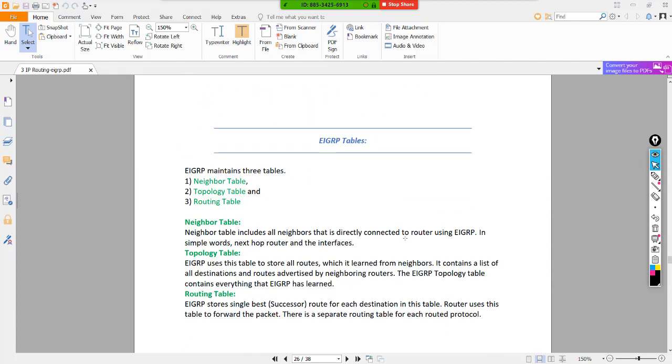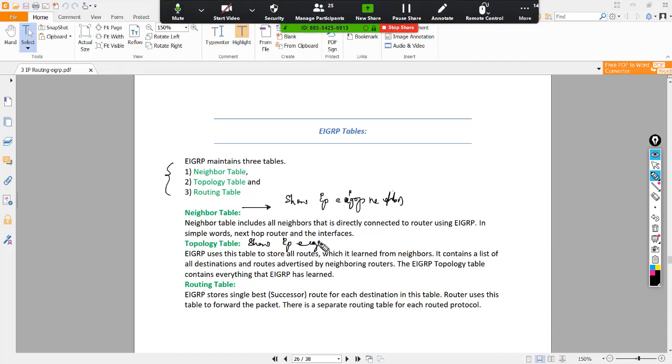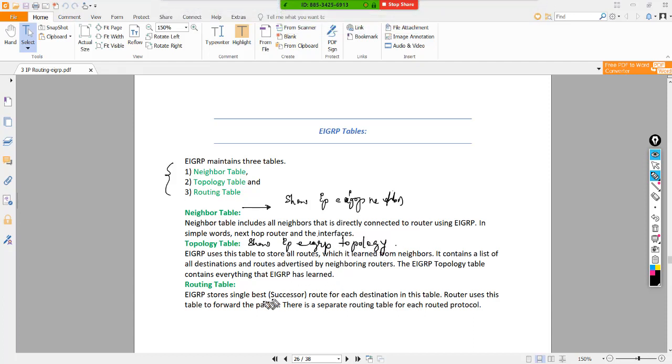Great. Now regarding the EIGRP tables, as we discussed, we have three tables: the neighbors table, the topology table, and the routing table. And what are the commands to check this? It's show IP EIGRP neighbor, show IP EIGRP topology, and show IP route.